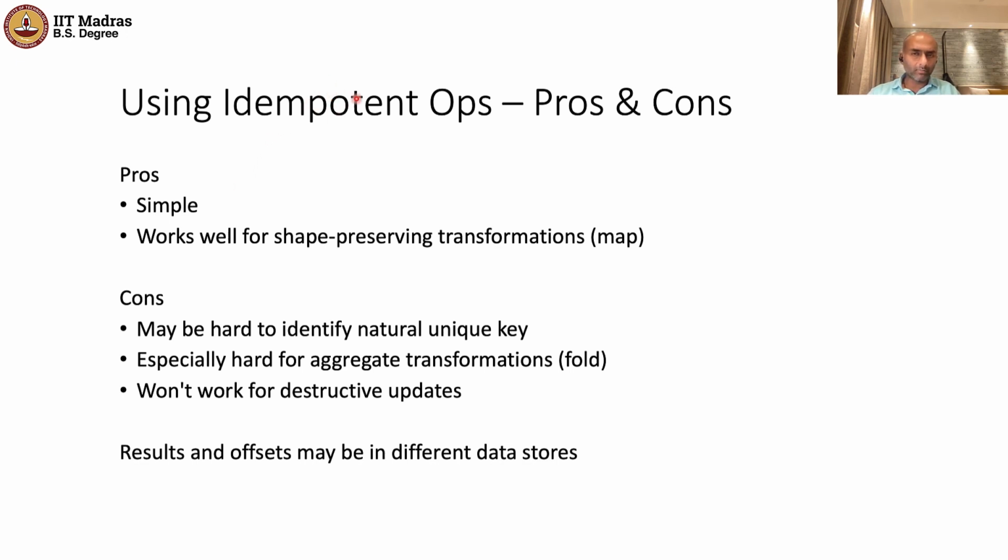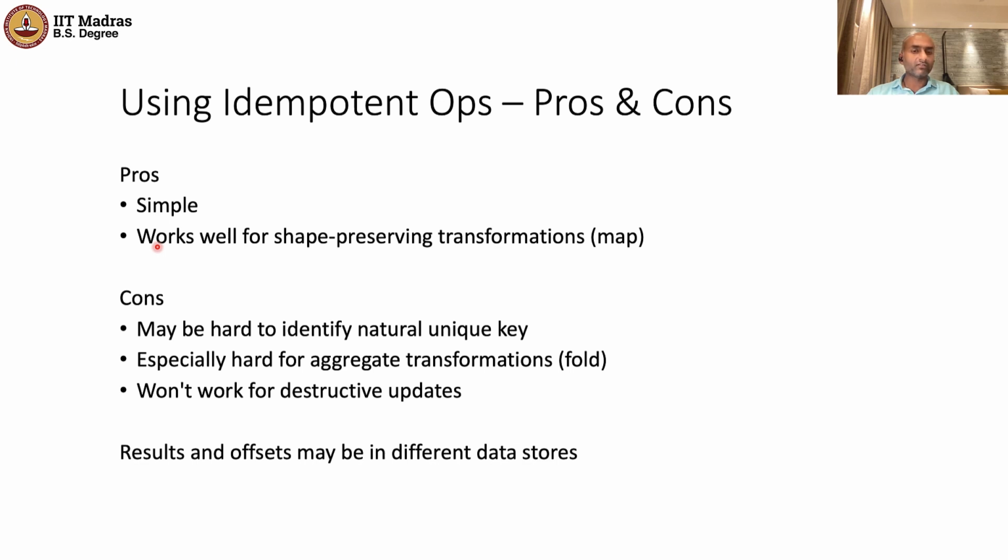But with idempotent operations as the backbone, if you exercise this option and then create exactly one semantics, the first advantage is that nothing really changes dramatically in terms of the simplicity of the operation. It's the same operation that you did. It's just that you're now storing a natural unique key along with the result. So that allows you to reason about whether you've looked at the data earlier or not. So the idempotent nature of the operation is the critical assumption.